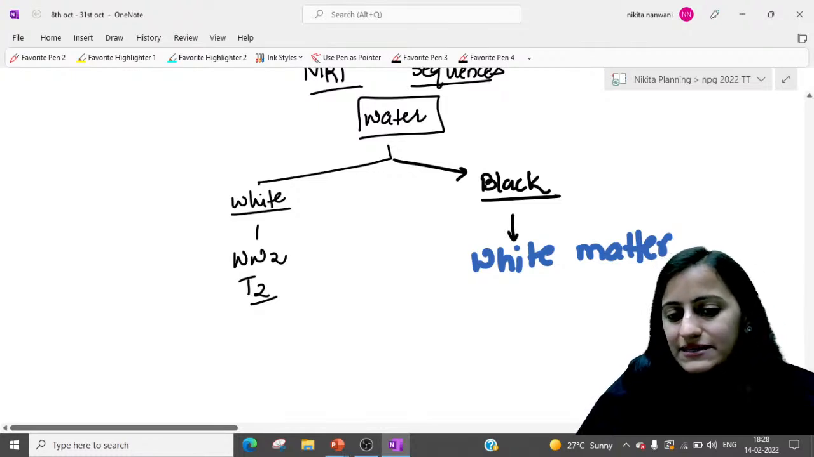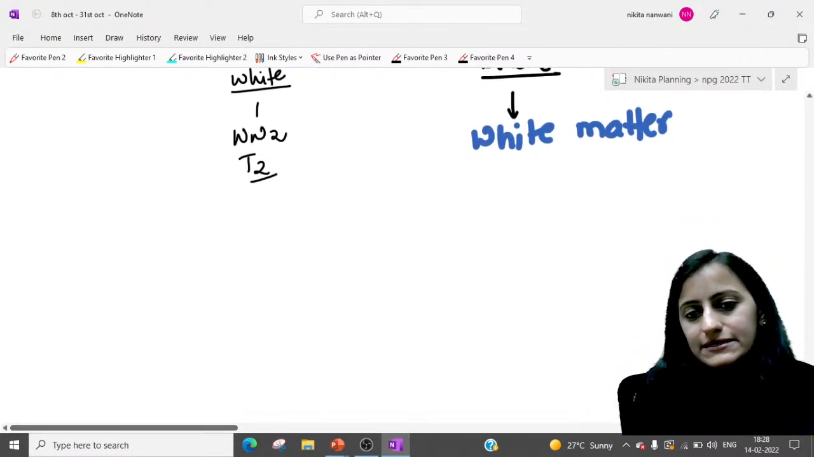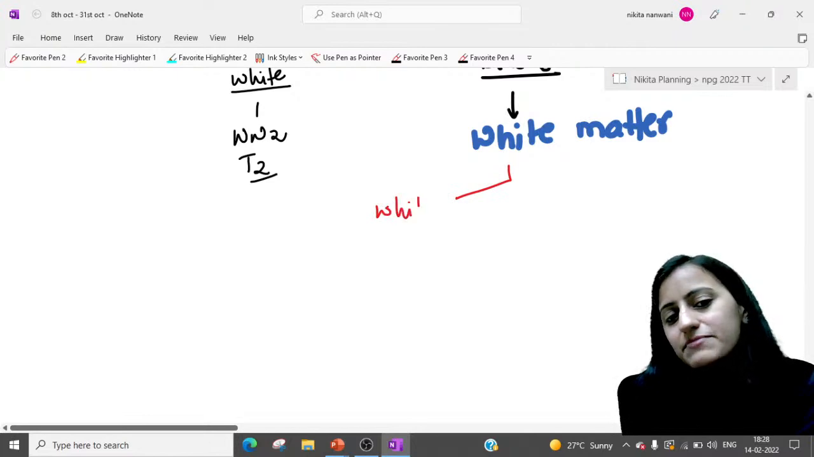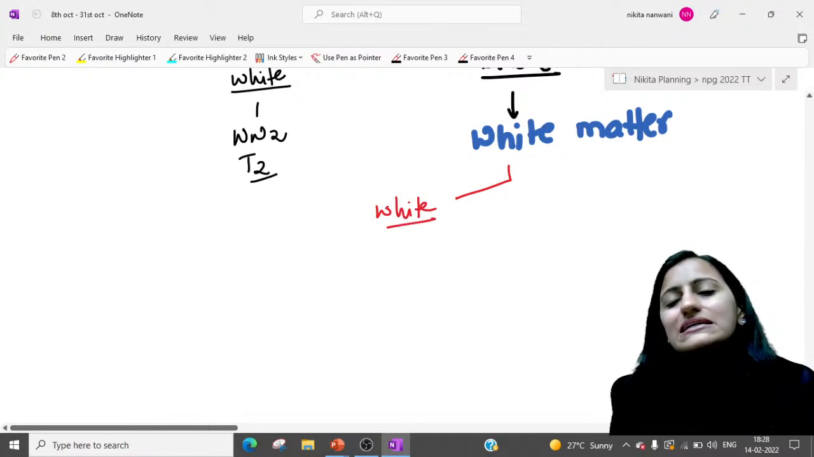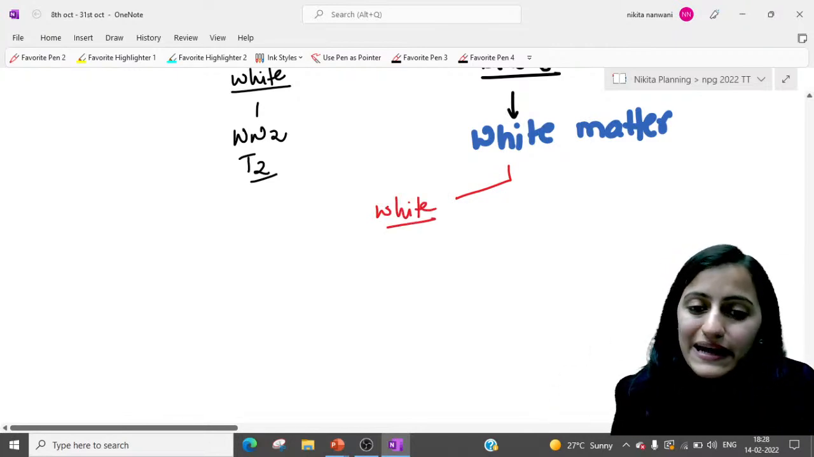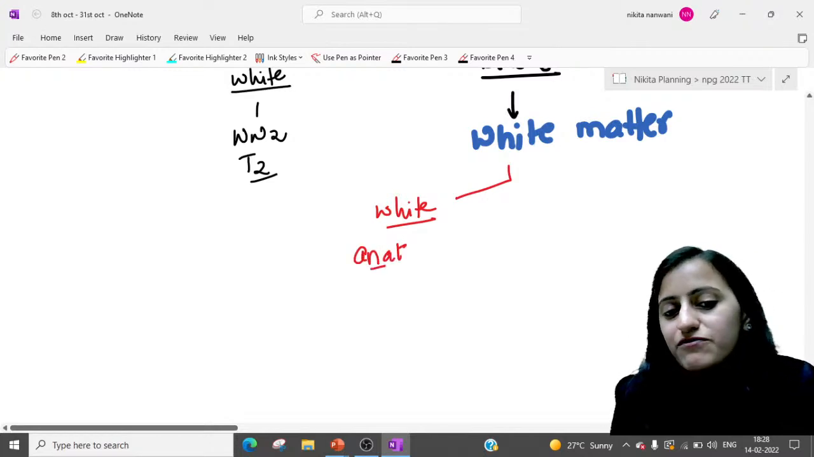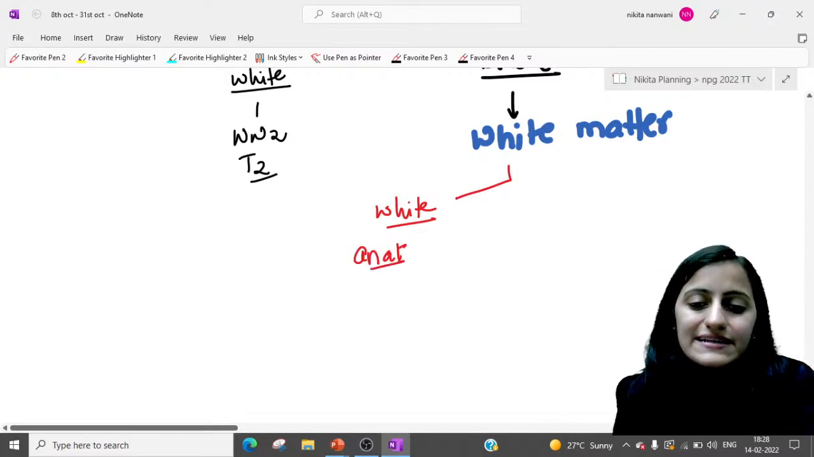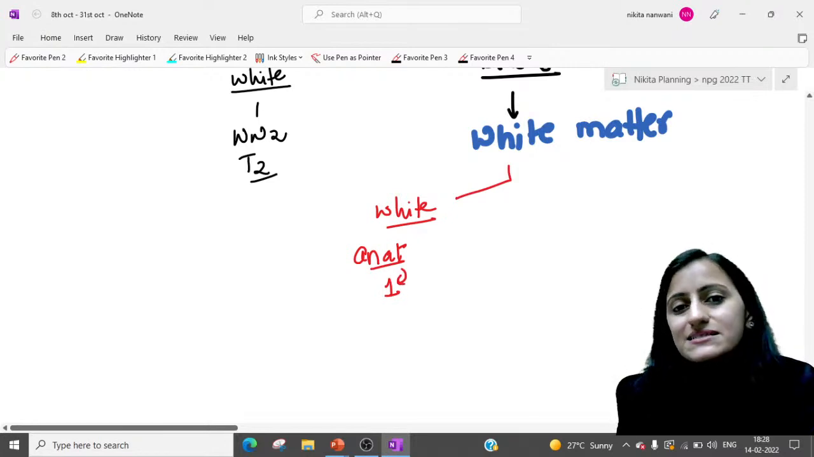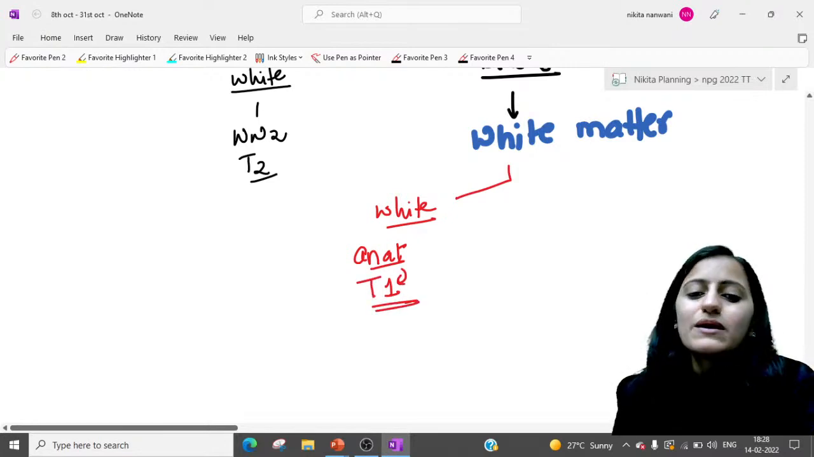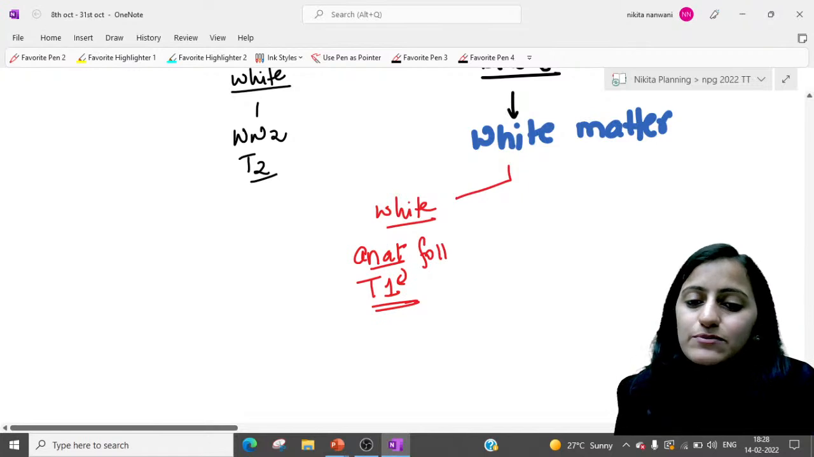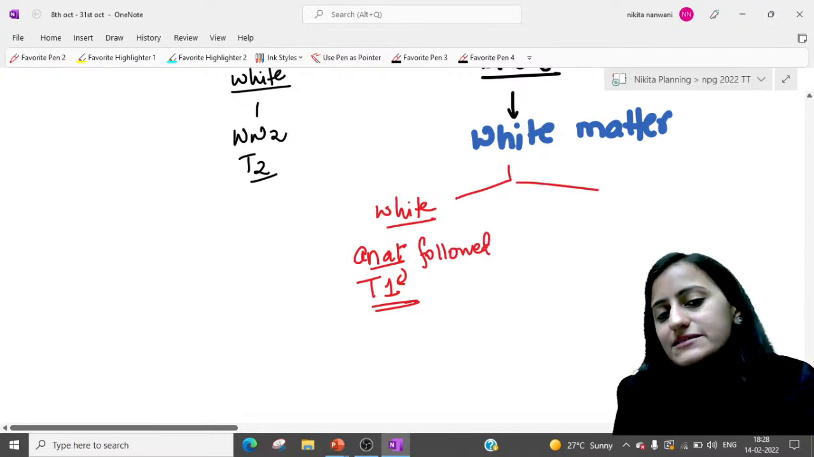If the white matter is white, and the gray matter is gray, that means white matter is white. Anatomy is being followed. Anatomy is your first year MBBS subject. So remember, it's a T1 weighted MRI, where white matter is white.